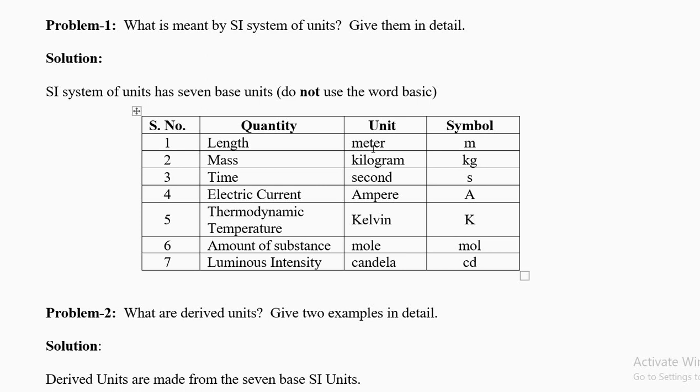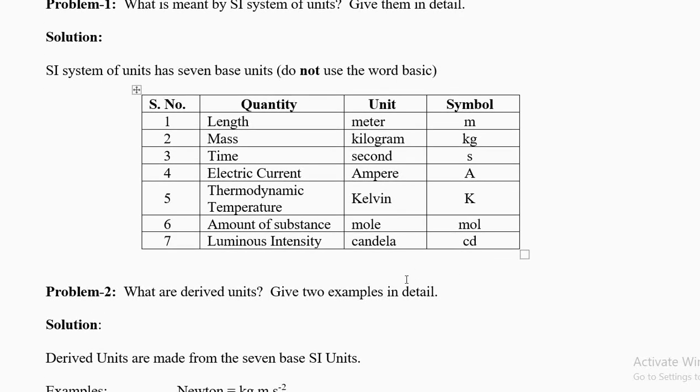Units are, for length we will be using meter, the symbol is small m. For mass it is kilogram, the symbol is small kg. For time it is second, it is small s. For electric current it is ampere, it is capital A. For thermodynamic temperature it is Kelvin, it is capital K. Amount of substance is mole and the symbol is mol, short form. For luminous intensity it is candela, it is cd.